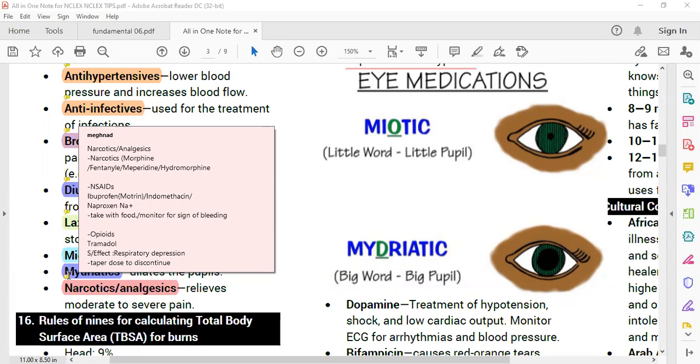So if your patient has an active gastric ulcer or duodenal ulcer, it is good not to take non-steroidal anti-inflammatory medication. If your patient has a liver problem, it is good not to use narcotics or opioids. When the time comes to stop this medication, especially opioids, taper the dose to discontinue.